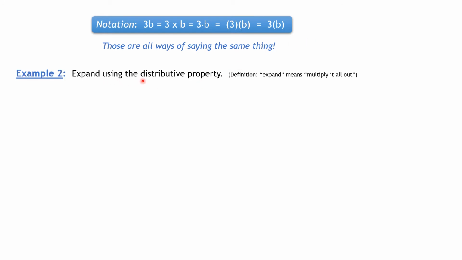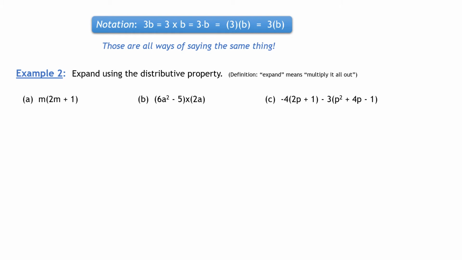Example 2, expand using the distributive property. So here we're getting into the whole title of today's lesson. Definition: expand means multiply it all out. It means expand it all out. We talked about the distributive property in a previous lesson. We've distributed. So let me change to a pen here.